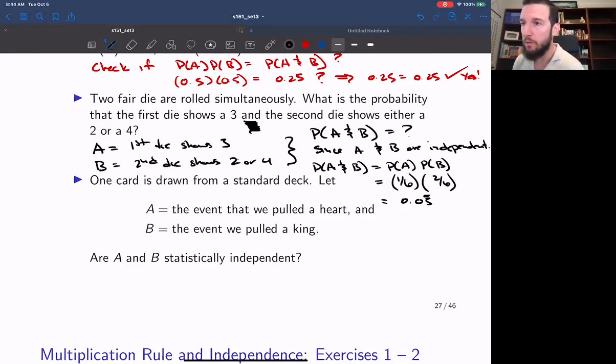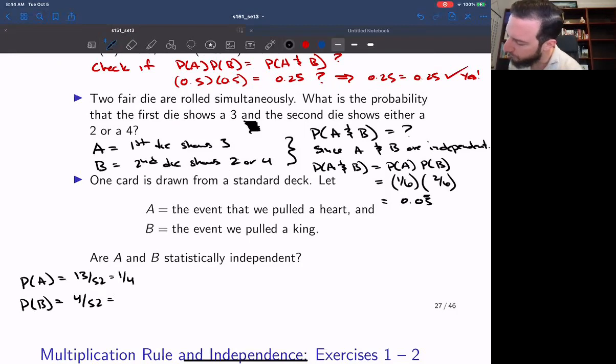So now we want to check again. We're drawing 1 card out of a deck. P of A is going to be the event we pull a heart. So this is going to be 13 out of 52, which is a quarter. P of B is the event we pull a king. So this is going to be 4 out of 52, which is a 13th. We want to check for independence. We have the 2 marginals, so let's compute the intersection, because then we can just use our formula for intersection.